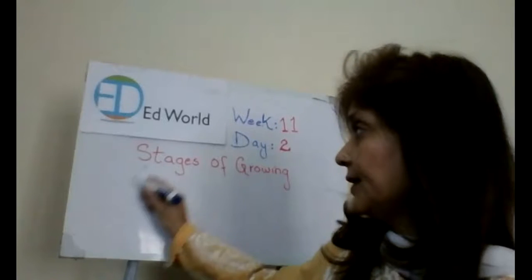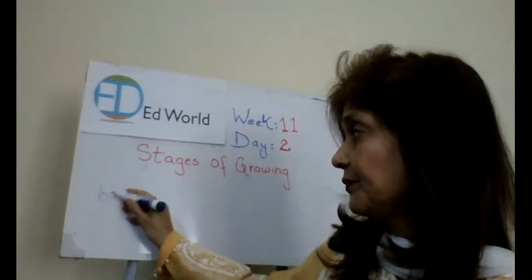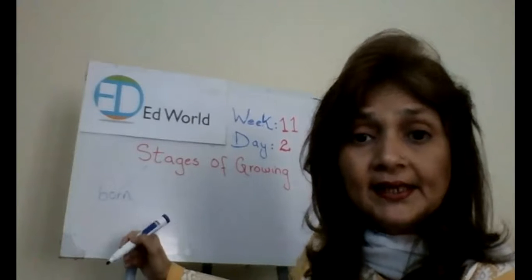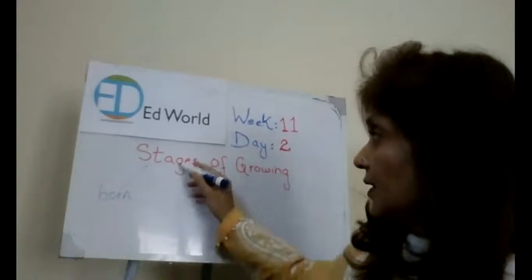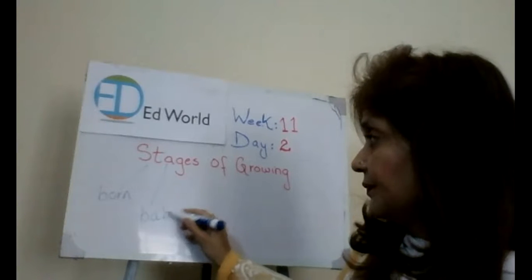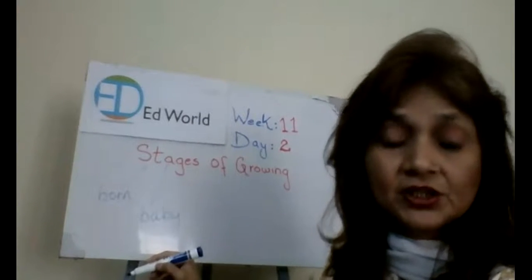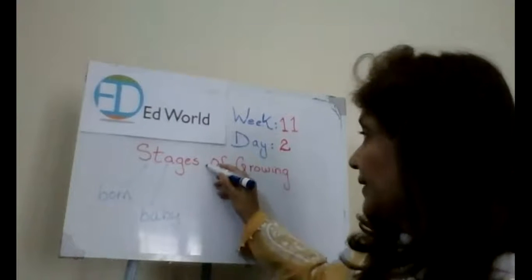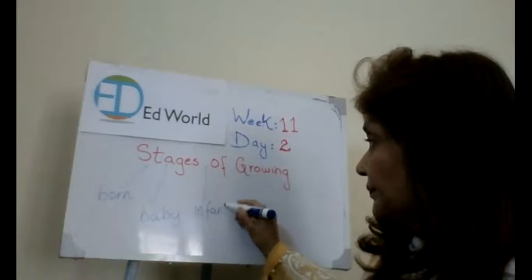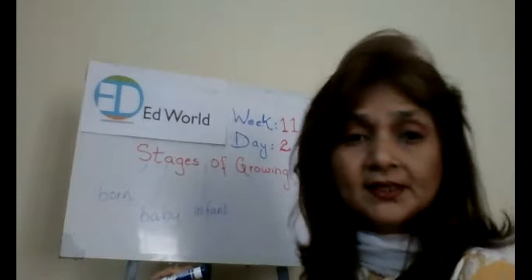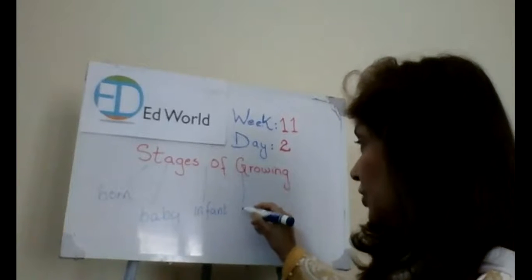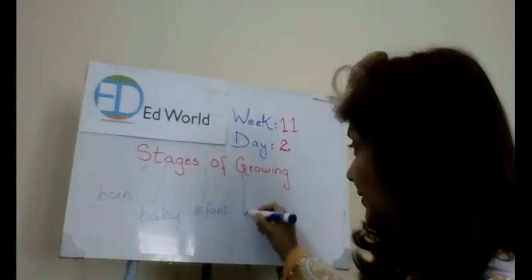First, a child is born. A child is born, right? Next, when a person is born, it is a baby. This is the second stage, right? Now, the baby becomes an infant. Small baby, it becomes an infant. This infant will become a toddler. Toddler.